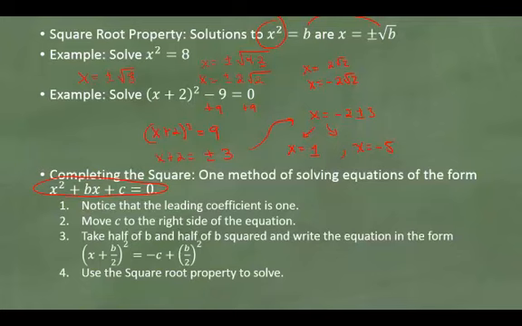Notice that the leading coefficient is 1 in this example here. We have x squared, just x squared. Okay, so later on we're going to need to make sure that our leading coefficient is always just 1.